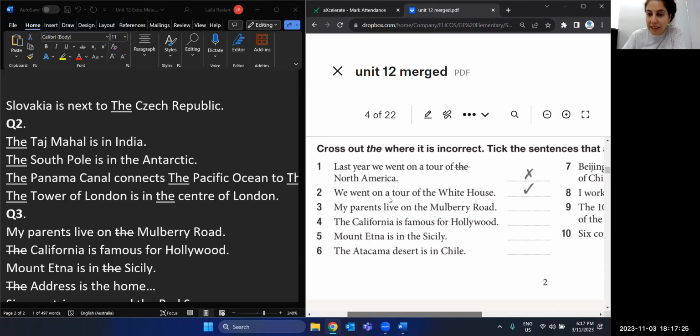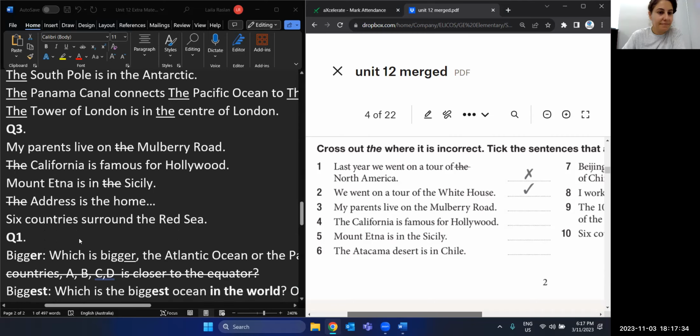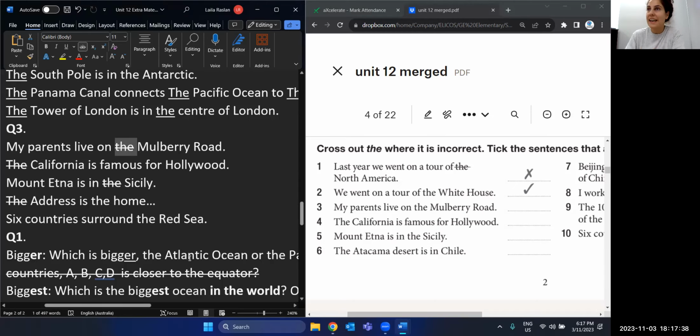Number 2, we went on a tour of the White House. That's correct. My parents live on the Mulberry Road. We don't need the. You don't use the with roads. It's like saying, I live on Peary Street.